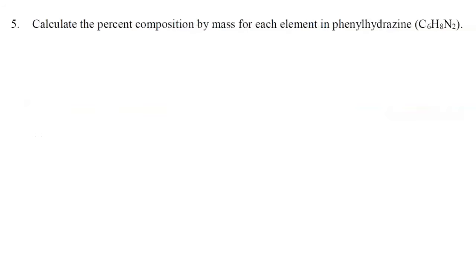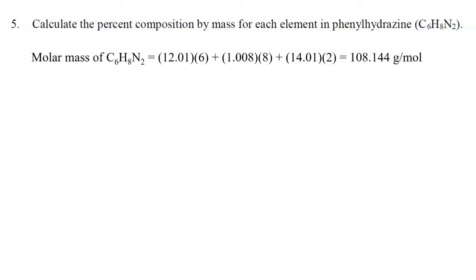All right, question 5 says, calculate the percent composition by mass for each element in phenylhydrazine, C6H8N2. So let's determine the molar mass, or the formula mass, for C6H8N2. So carbon, atomic mass 12.01, and we have 6 of them. Hydrogen, atomic mass 1.008, and we have 8 of them. Nitrogen 14.01, and we have 2 nitrogens. So 108.144, that is our molar mass or our formula mass in AMU.